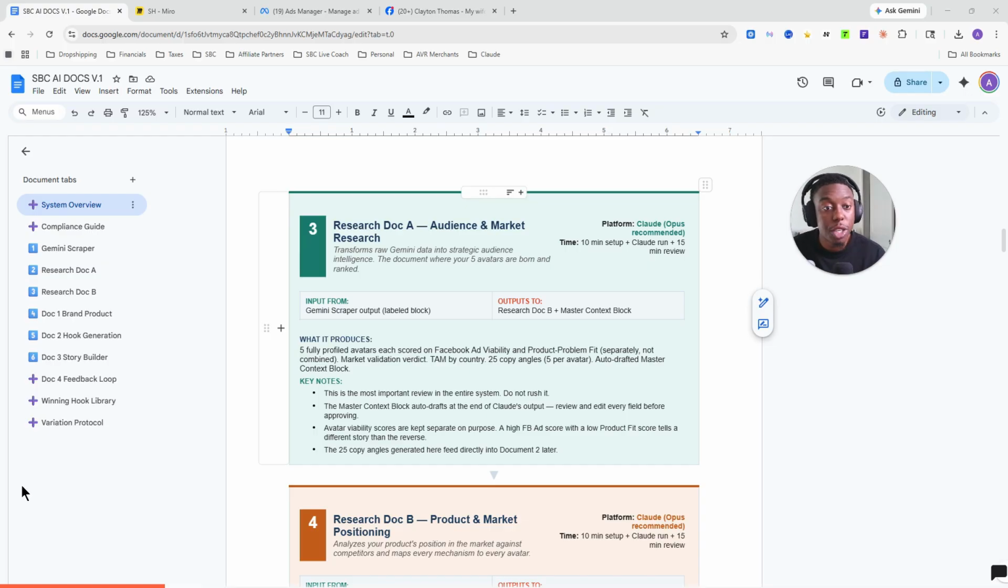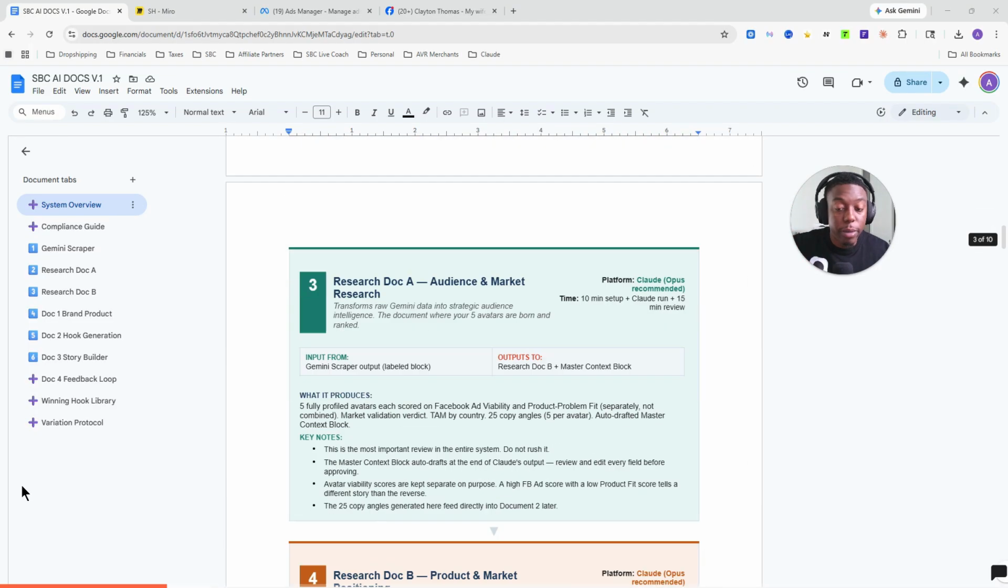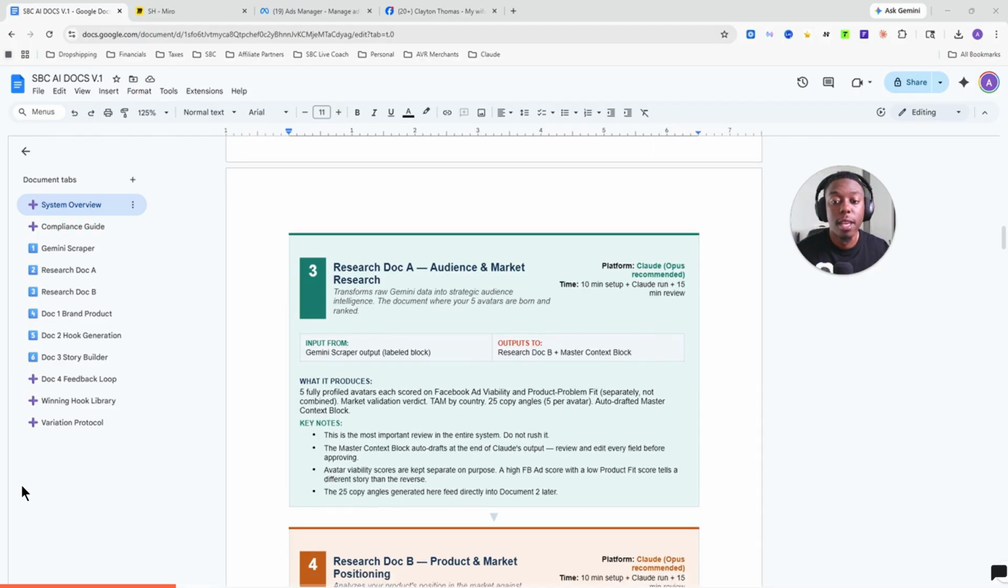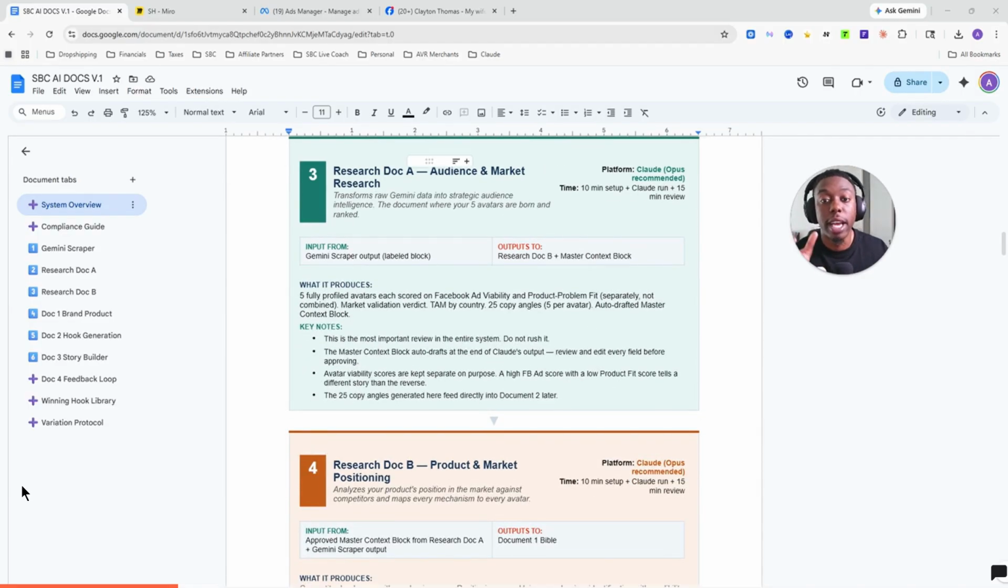So we're going to literally use Gemini just to scrape information. Then we're going to use the first research doc, A, to teach Claude how to take that scraped information, the real customer data and what your customers are saying, and conceptualize it in a document that helps us understand our avatars and the market research as a whole.